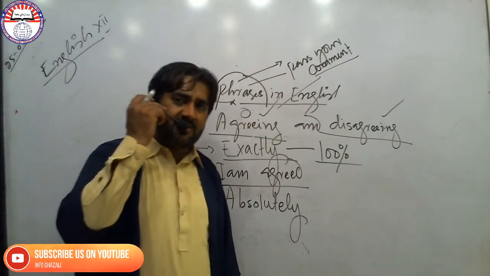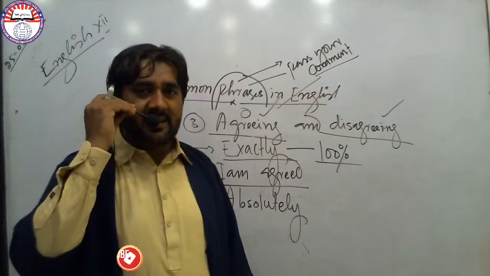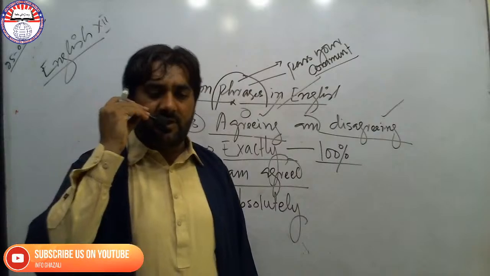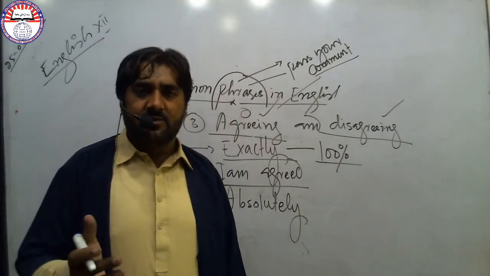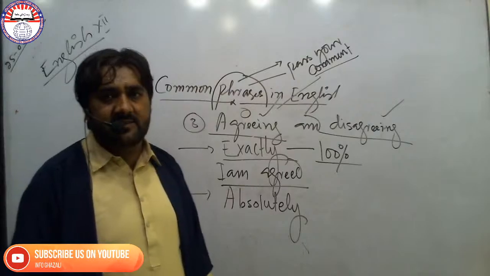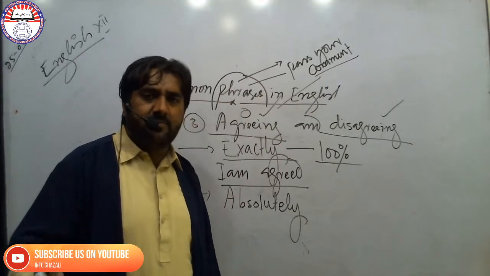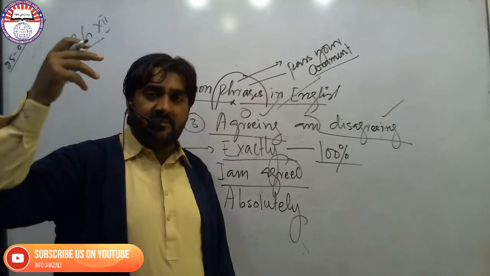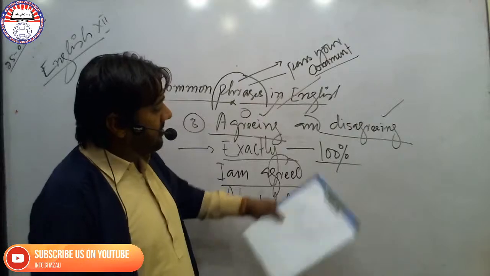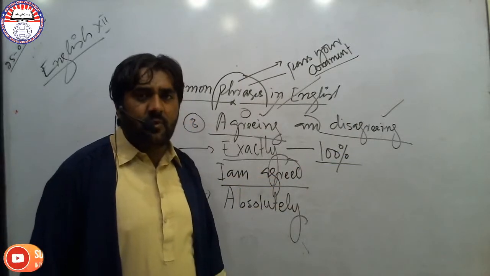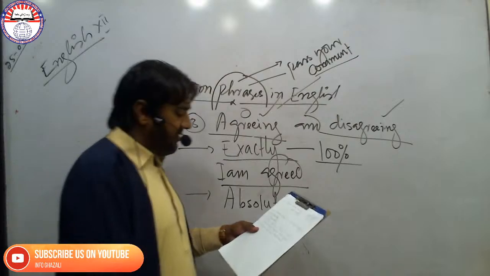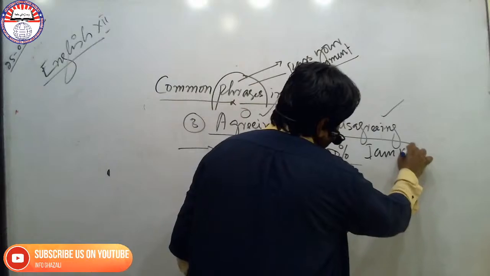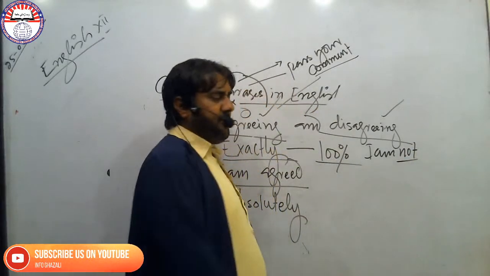Why? Because it should be. Ideological differences must be there. We may have these ideological differences. It is possible that people may disagree with your point of view. So if they disagree with your point of view, what would they say? They would say, I'm not agreed. Simply they would add this one: I'm not agreed.